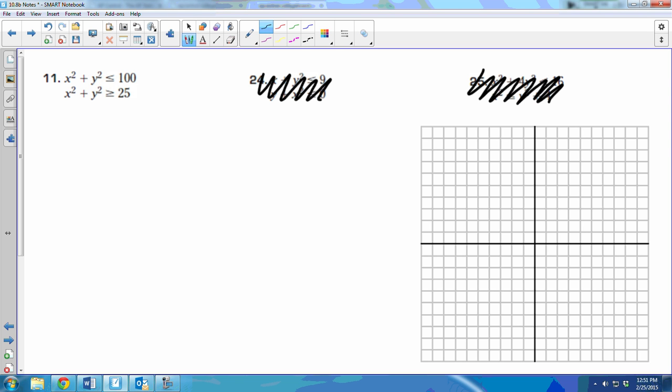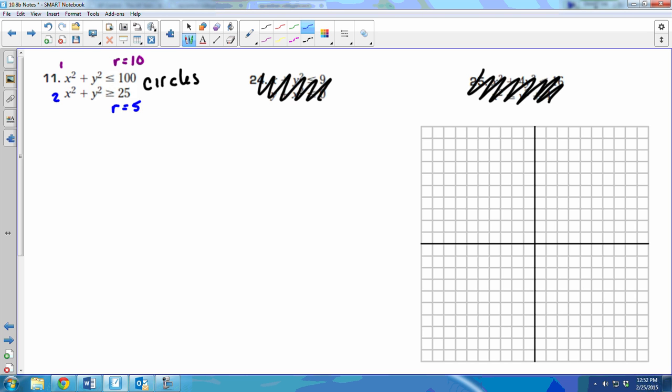All right, first example. X squared plus y squared is less than or equal to 100, and x squared plus y squared is greater than or equal to 25. What kind of conic sections are both of those? Circles. Because there are no numbers in front of the x squared or the y squared. Okay, so we know those are circles. Both circles have centers at 0, 0. The first circle has a radius of 10, and the second circle has a radius of 5.